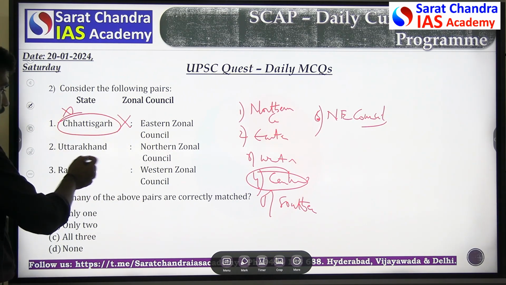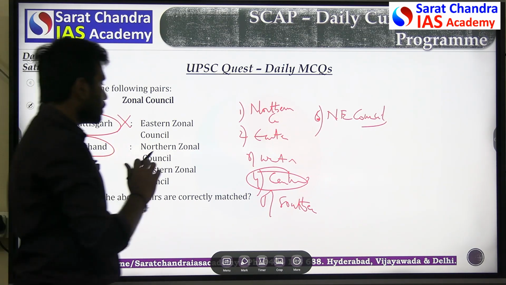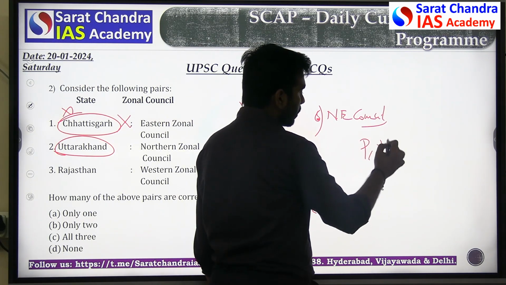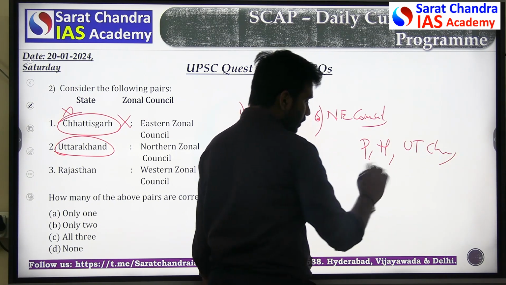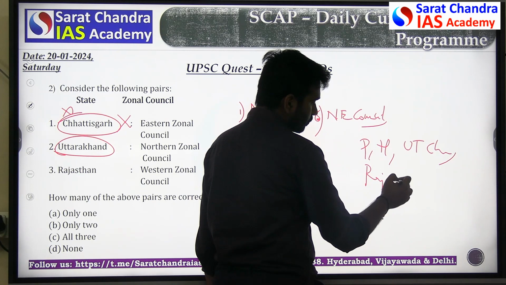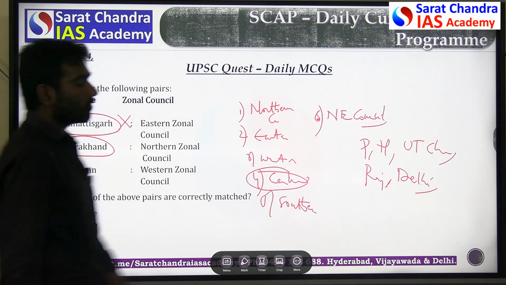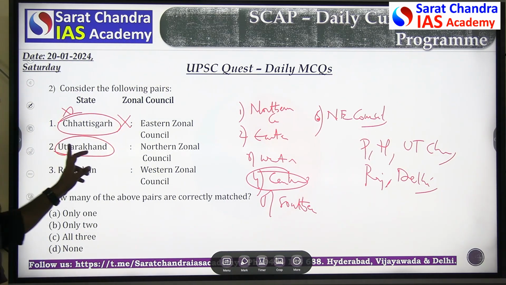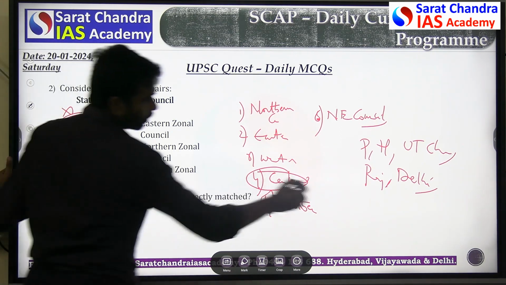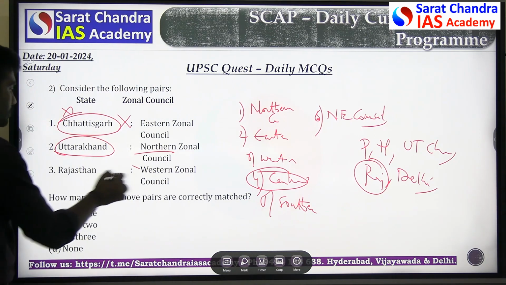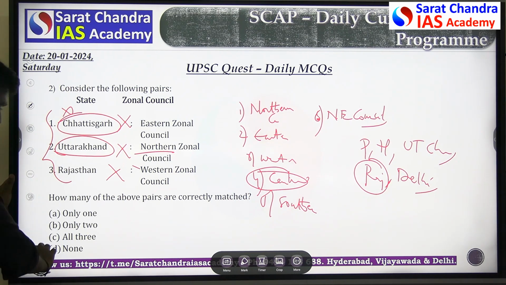So this is wrong. Uttarakhand being part of Northern Zonal Council is wrong, because Northern Zonal Council only consists of Punjab, Himachal Pradesh, the Union Territory of Chandigarh, Rajasthan and our national capital city of Delhi. Uttarakhand is part of Central Council only. Similarly, Rajasthan is a part of Northern Council, not Western Council. So all 3 are wrongly matched. The correct answer is none.